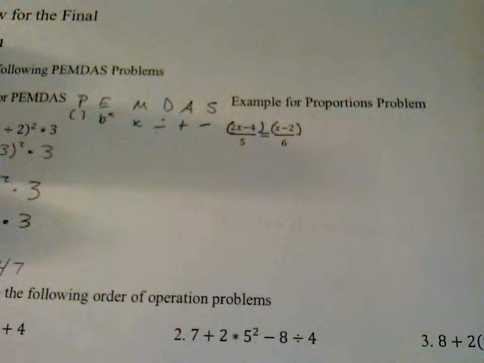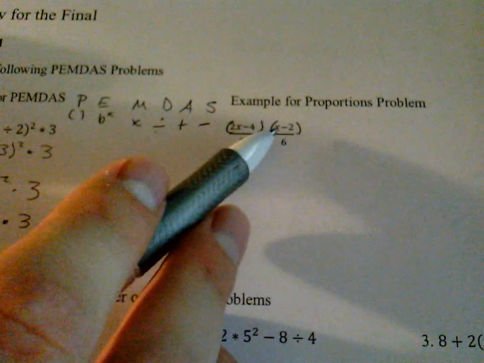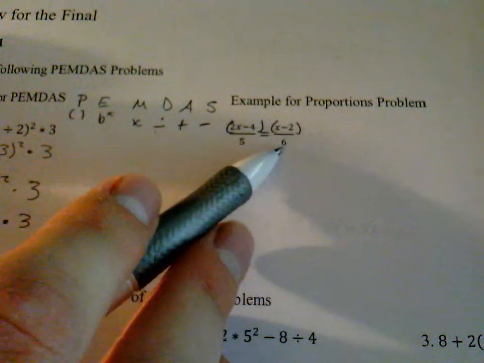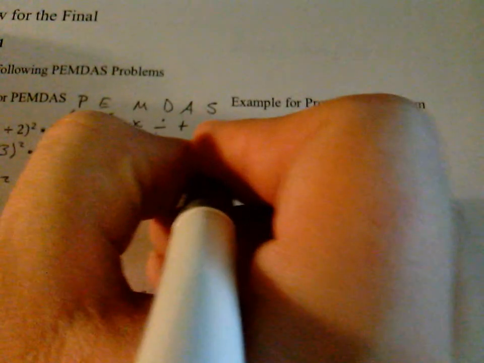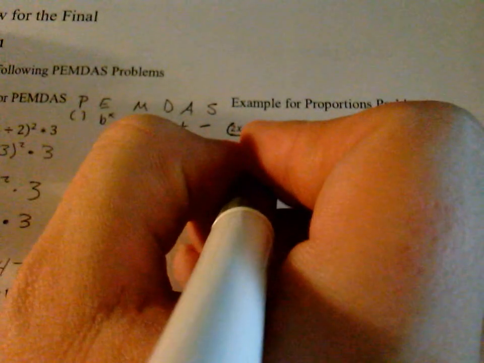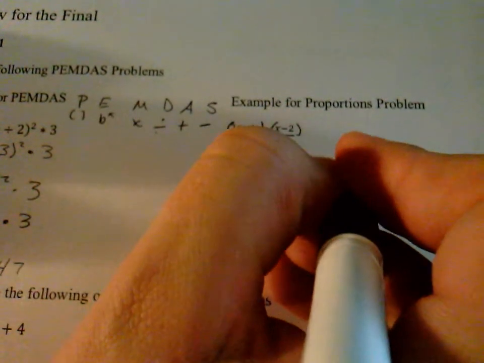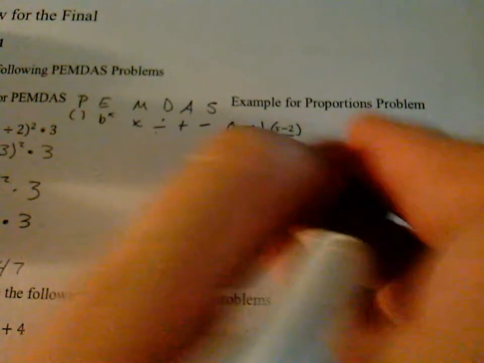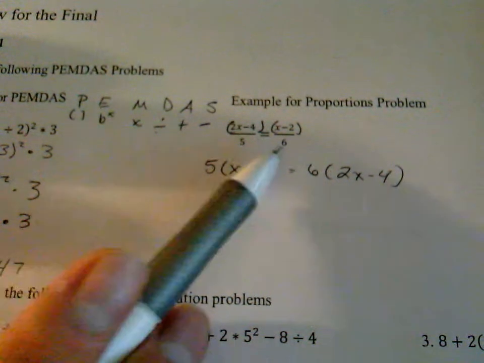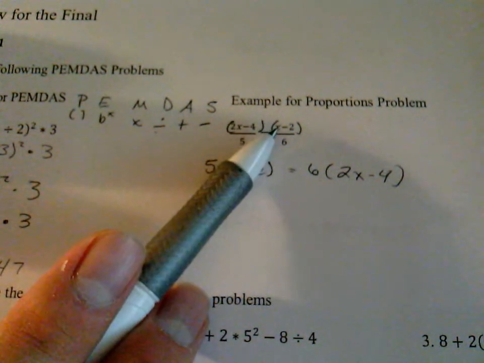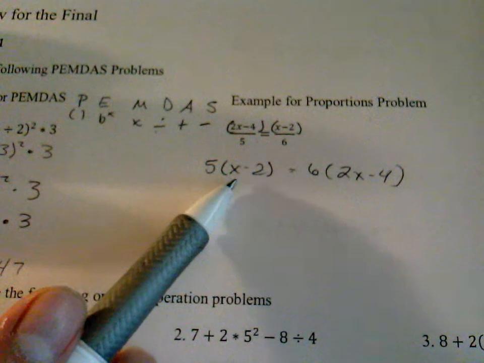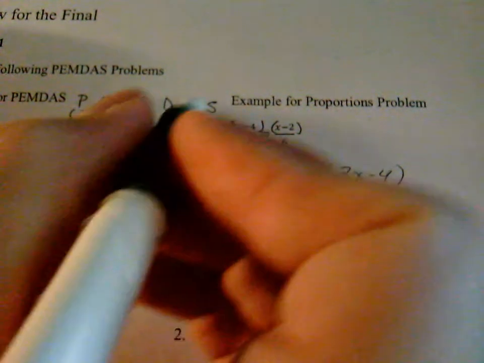Because our first step is actually to cross multiply. That means take the denominator, multiply by the numerator of the other side. Denominator multiply by the numerator. So we're going to take 5 times this, so we're going to put 5 parentheses x minus 2 equals 6 parentheses 2x minus 4. So remember, all we do is cross multiply. Now that we actually have a number in front of the parentheses, we have to distribute it. So we got to distribute these two things.